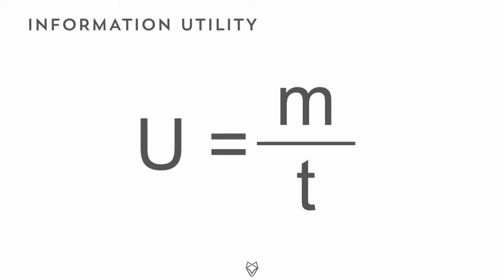But not all meaning is created equally, and that's where the theory on information utility comes in. Meaning divided by time is how we measure the utility of information. And this is sort of analogous to marginal utility in economics, where one ranks the value of consumer goods, allowing a person to make decisions about where they want to spend their money.